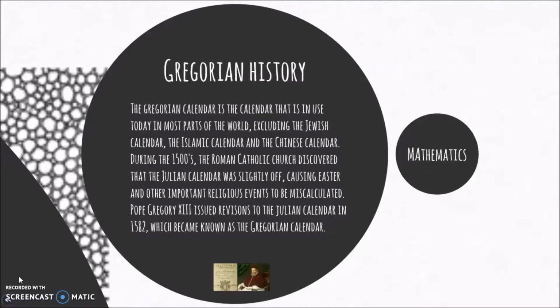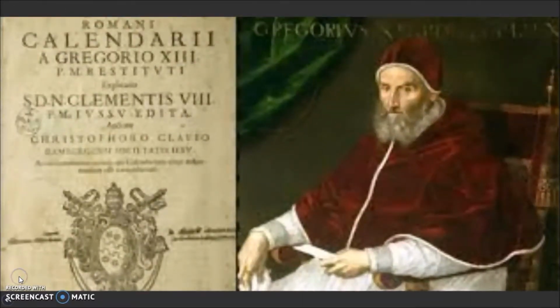During the 1500s, the Roman Catholic Church discovered that the Julian calendar was slightly off, causing Easter and other important religious events to be miscalculated. Pope Gregory XIII issued revisions to the Julian calendar in 1582, which became known as the Gregorian calendar. This is what the first Gregorian calendar looked like, and Pope Gregory XIII.